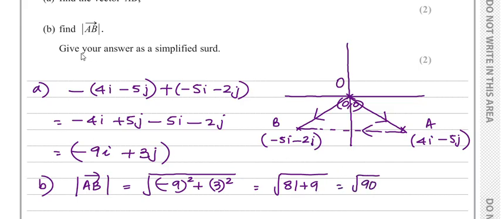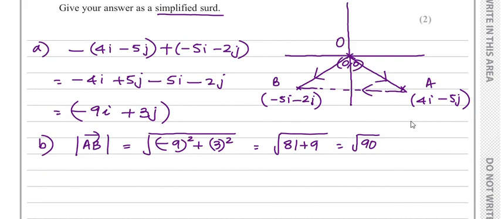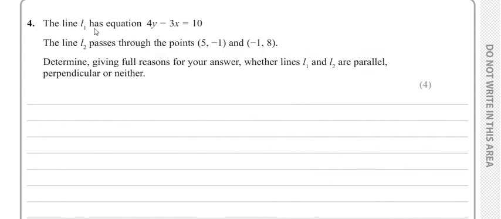Okay. Look back at the question: give your answer as a simplified surd. So you need to simplify this as a surd. So what is the biggest square hiding inside 90? It's 9. So we can write this as the square root of 9 times 10, which will simplify to 3 square root of 10. That's it. Question 4.